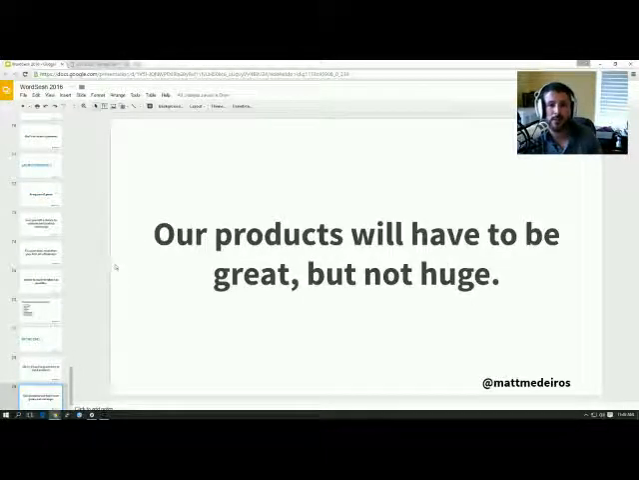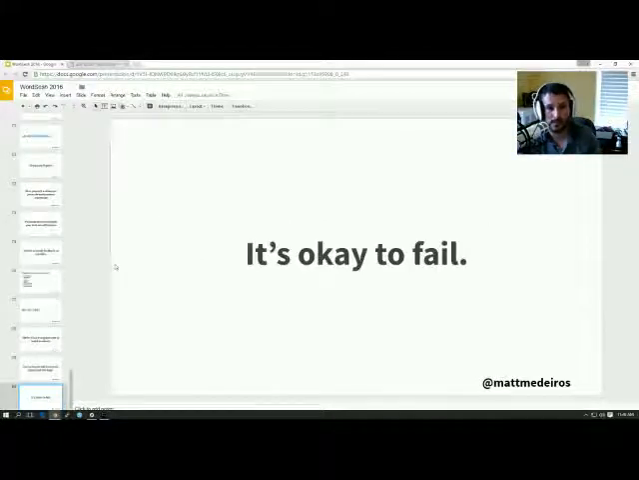Our products will have to be great, but not huge. And this is important to me. As I'm getting older, as I became a father, I'm not chasing the $1 billion dream at this point. Our products will still have to be great, but they don't have to be huge. We can build a great product, and guess what? We can build another great product to sell. So it's not like that product ends. Depending on the size and the manageability and the scale of that product, we can build many products, right? And build a brand out of ourselves.